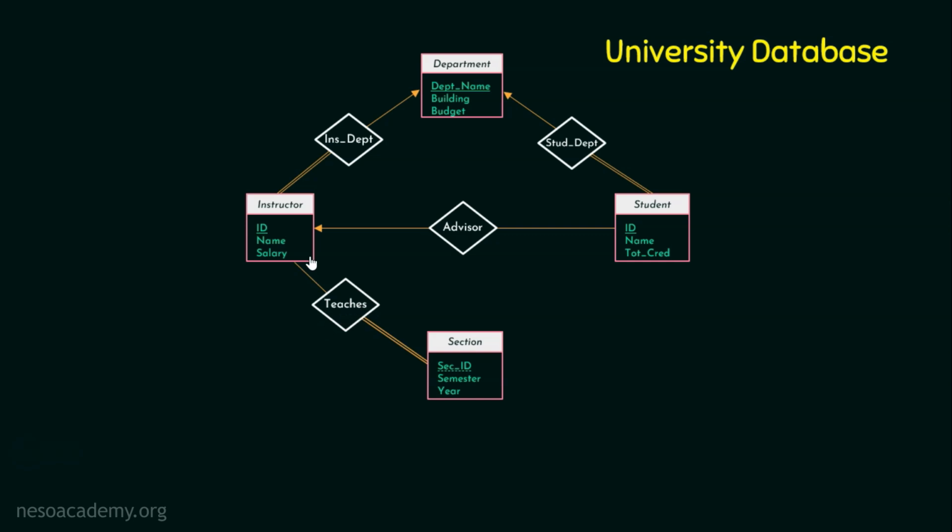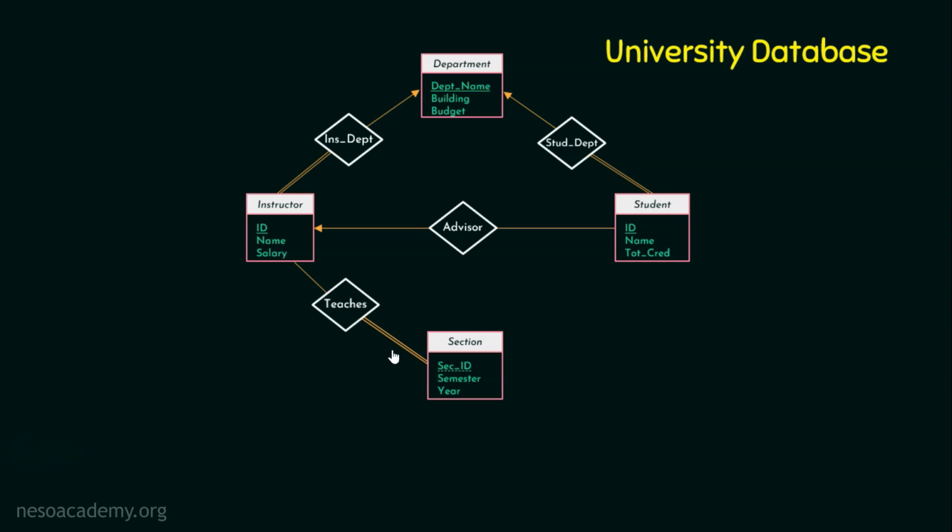So instructor teaches section. And also, if you note here, this is a total participation because if you have a section, definitely that section will be engaged in the teaching process with a specific instructor. And that is why it is a total participation. If you observe, we have a one-to-many relationship here, here, as well as here. I mean, advisors, instructor department, student department, all three have one-to-many relationships.